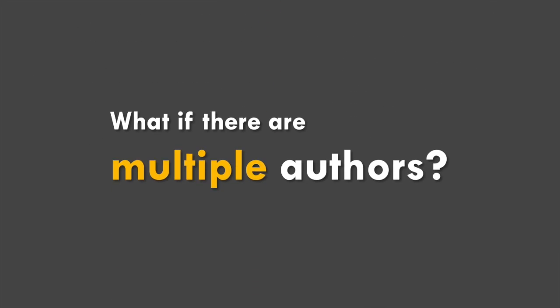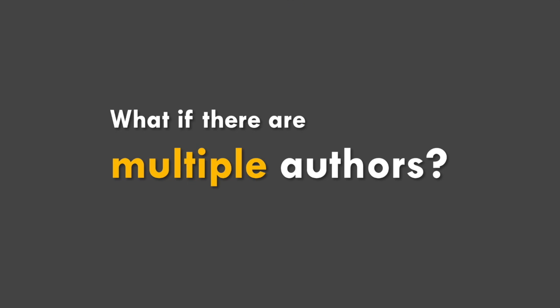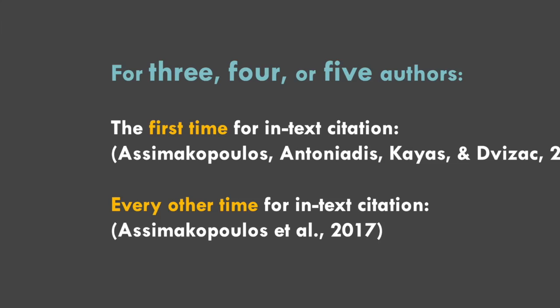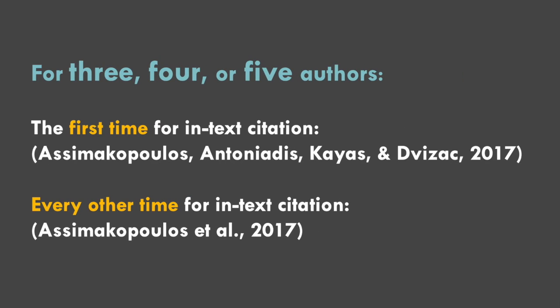What if there are multiple authors? The formatting changes a little bit if you have multiple authors. For two authors, you use the ampersand symbol between them. For 3, 4, or 5 authors, the first time for an in-text citation, you'll include all of their names, and then every subsequent time, just the first author's name, and then this Latin phrase, et al., which basically means, and everybody else.